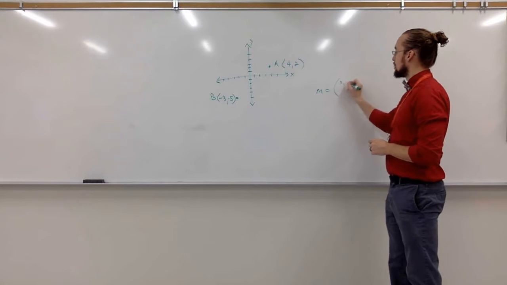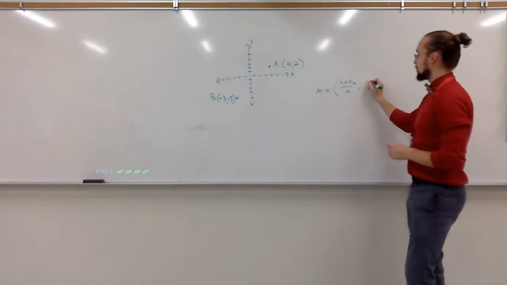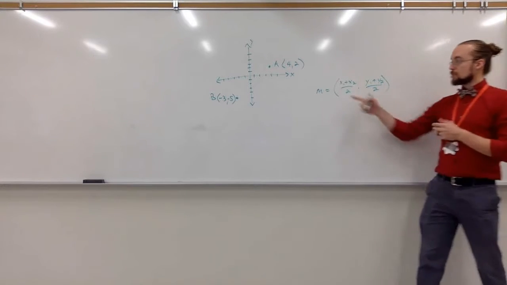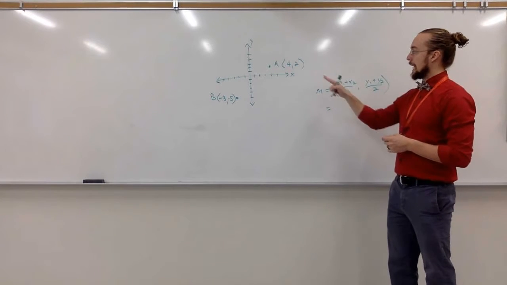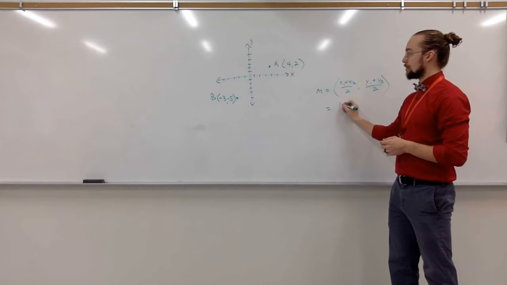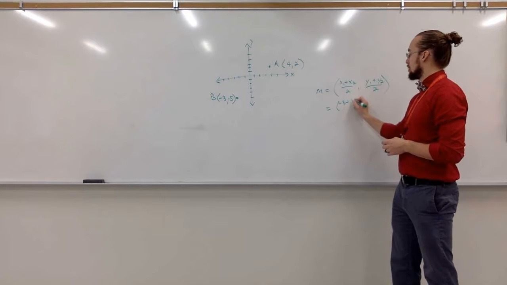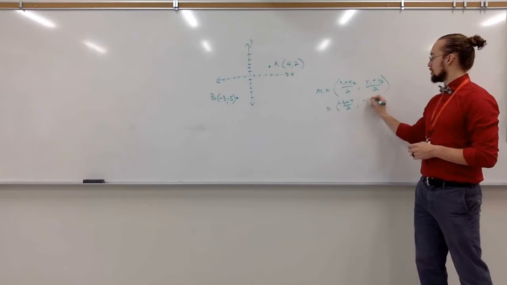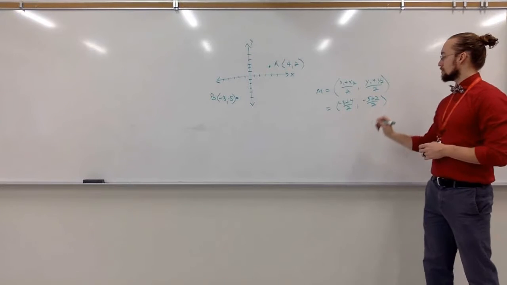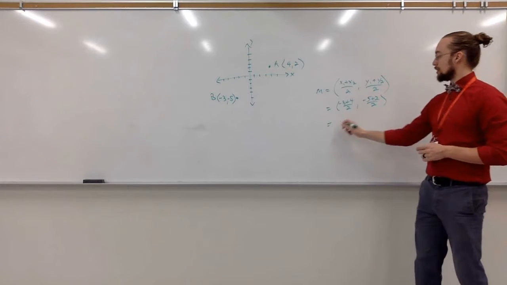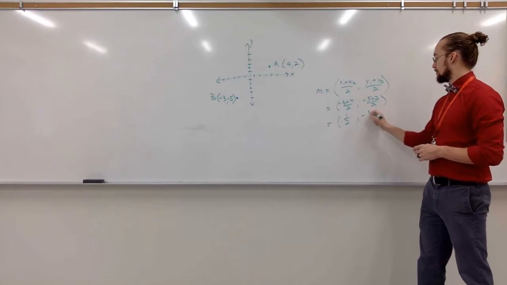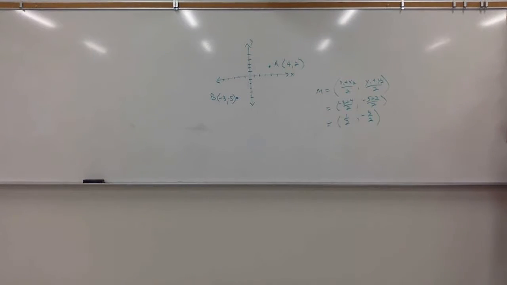And our formula is x1 plus x2 over 2 for the x coordinate, y1 plus y2 over 2 for the y coordinate. So if I take those two numbers here, my x's are -3 and 4. And my y's are 2 and -5. So my midpoint would be 1/2 and -3/2, or 0.5 and -1.5.